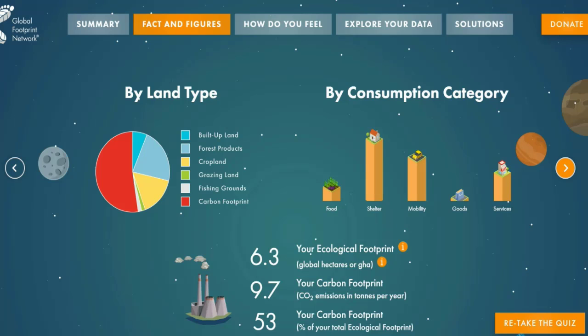So I'd like to draw your attention over to the right of the screen, and we can see that most of my footprint is actually generated by the shelter. So this is the type of house, the materials, the size, and how many people I live with. That is what's having the biggest impact for my personal ecological footprint. And then second up, we have mobility. So the type of transport I'm using, how efficient it is, so on and so forth.